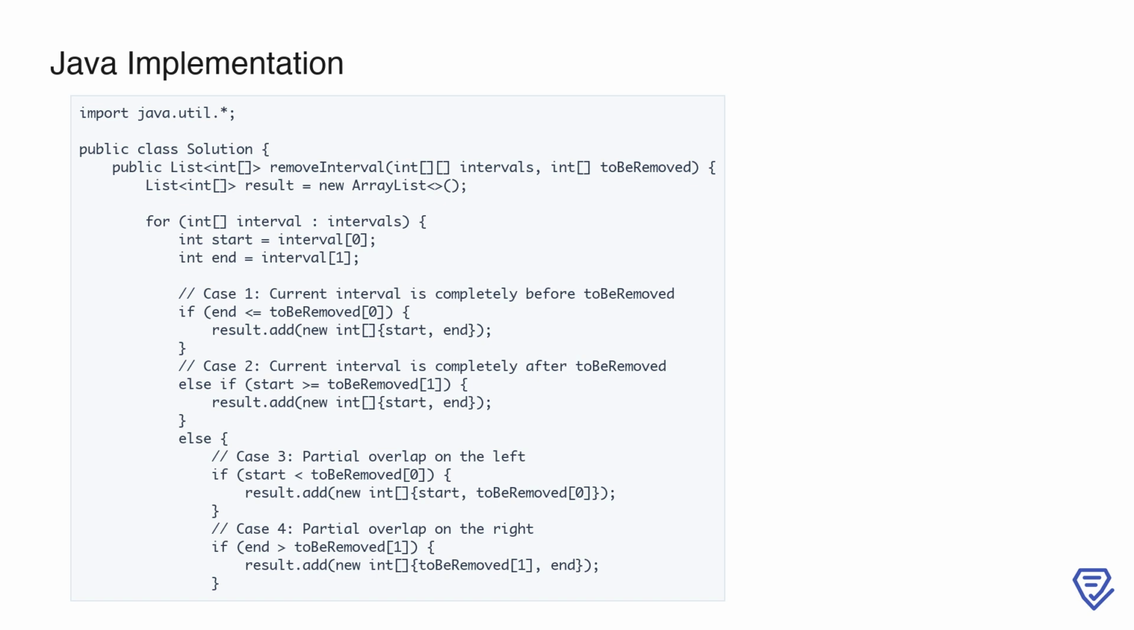In the second case, if the start of the current interval is greater than or equal to the end of the interval to be removed, it means there is no overlap, and the current interval is completely after the interval to be removed. Again, we add it directly to the result list.